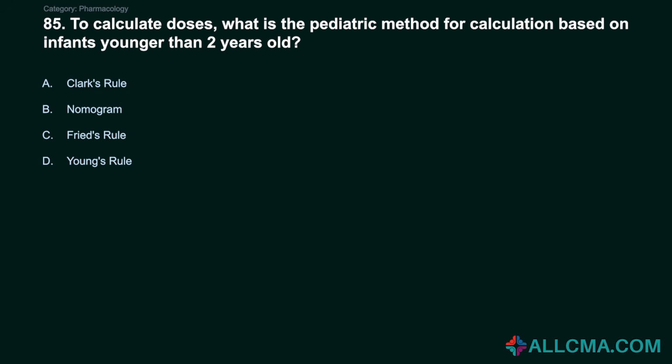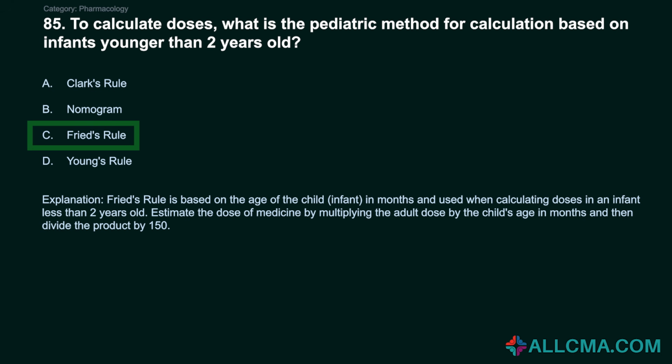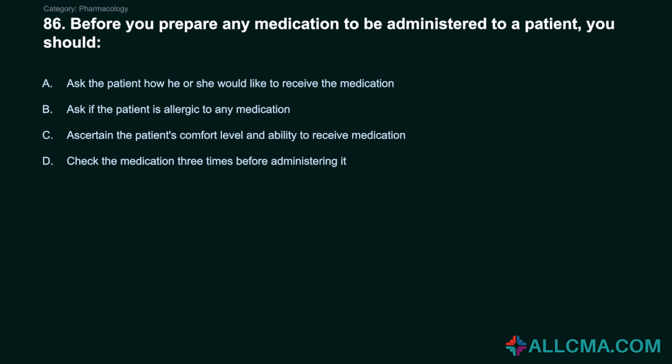85. To calculate doses, what is the pediatric method for calculation based on infants younger than 2 years old? A. Clark's rule. B. A nomogram. C. Fried's rule. D. Young's rule. Correct answer, C. Fried's rule. Fried's rule is based on the age of the child, infant, in months and used when calculating doses in an infant less than 2 years old. Estimate the dose of medicine by multiplying the adult dose by the child's age in months and then divide the product by 150.